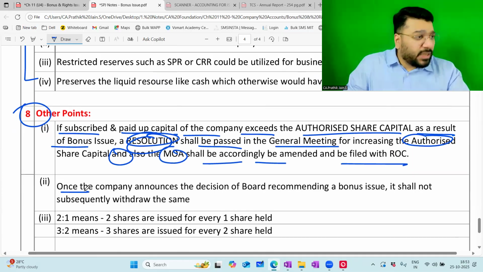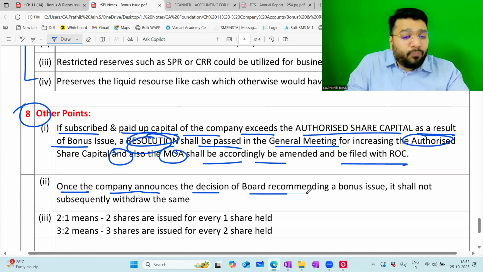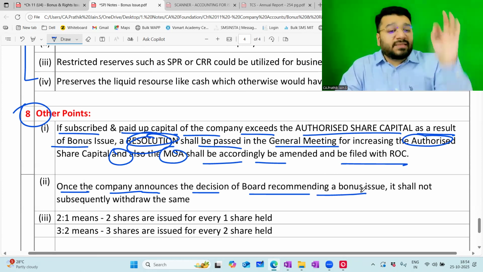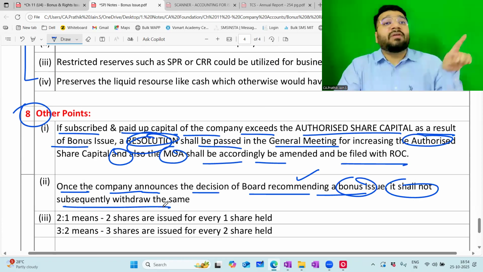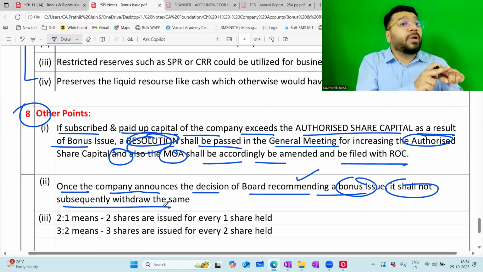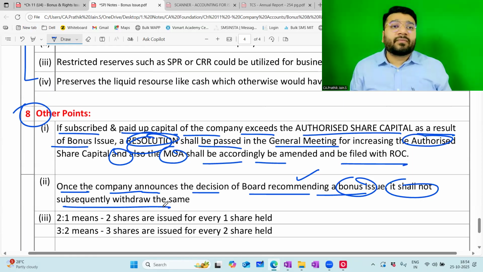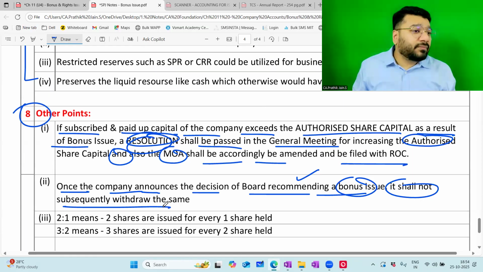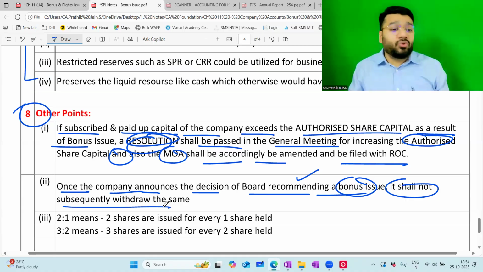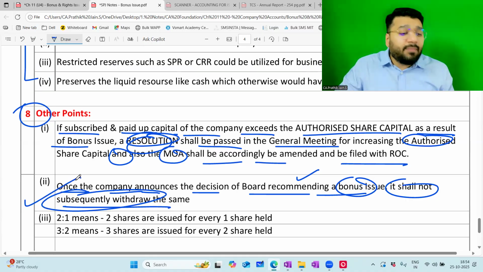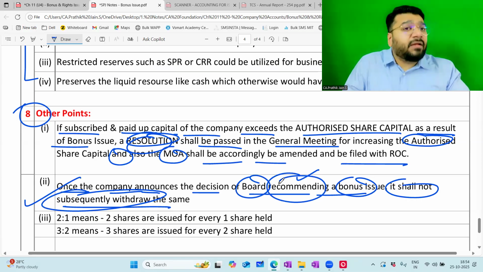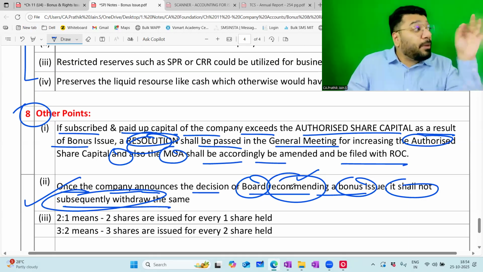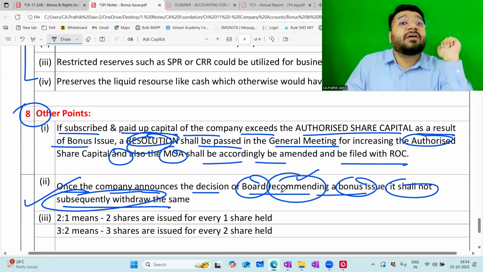This is one more point I'll discuss now itself. Once the company announces the decision of the board recommending the bonus issue, once the board of directors has recommended the bonus issue, it shall not subsequently withdraw. Like how dividend can be recommended, here the bonus also will be recommended. In the shareholders meeting, it will be approved. So once the board of directors recommends a bonus issue, they can't subsequently withdraw. Very, very important from true and false perspective. Another name for recommendation is proposing. Once the board proposes the bonus issue, you can't withdraw it.